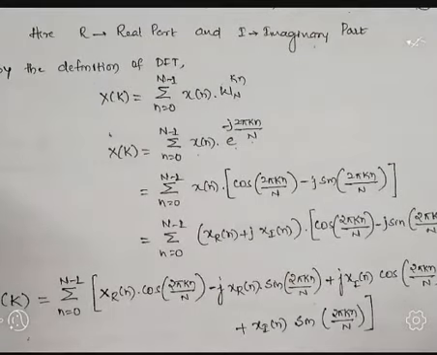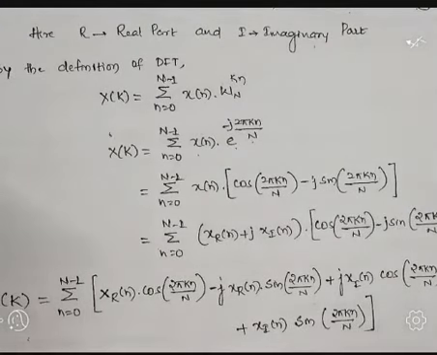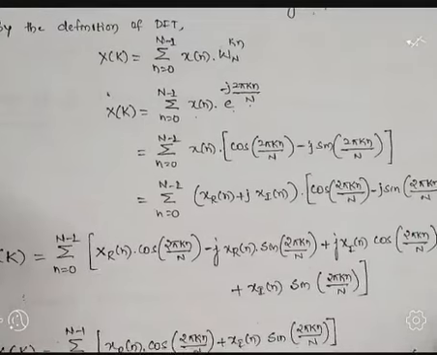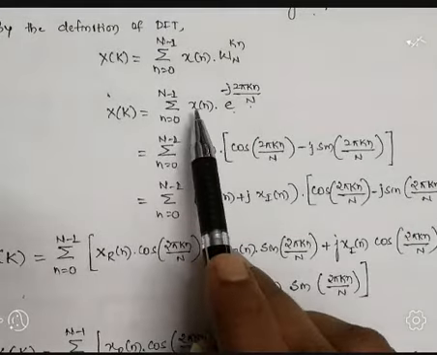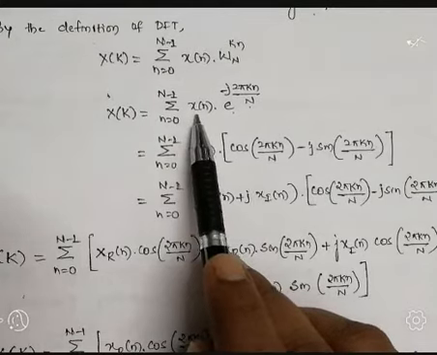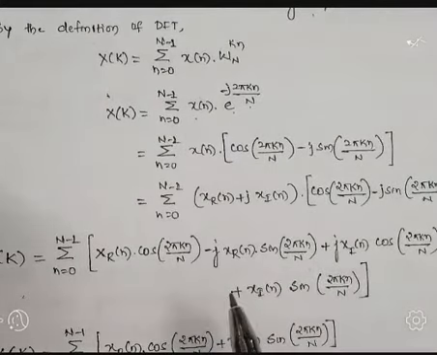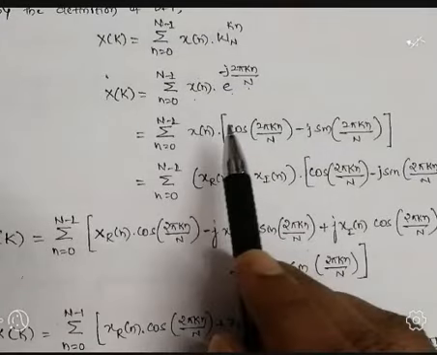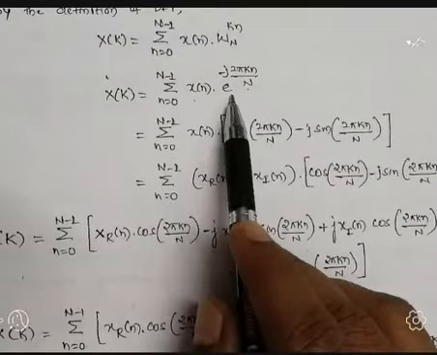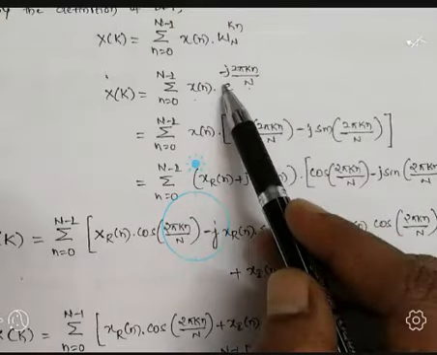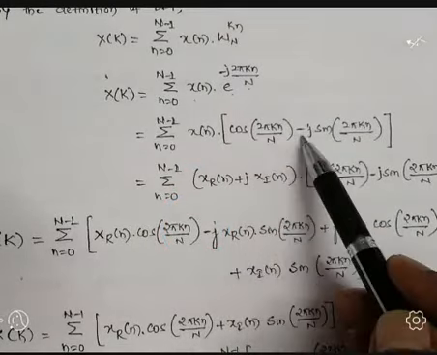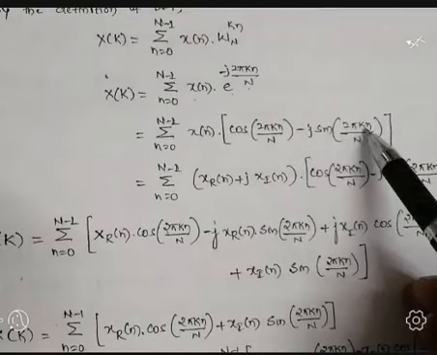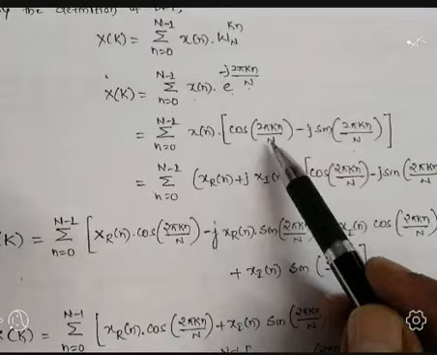As I told, this property is very, very important. Symmetry properties of DFT are very important because these properties are used while solving the numericals. It reduces the calculation as well as the calculation time. We'll see that while discussing the numericals. So we assume x of n as a complex sequence. First I will write e to the power minus j 2 pi kn by N, which is nothing but cos of 2 pi kn by N minus j sine of 2 pi kn by N. This I express in terms of cos and sine.